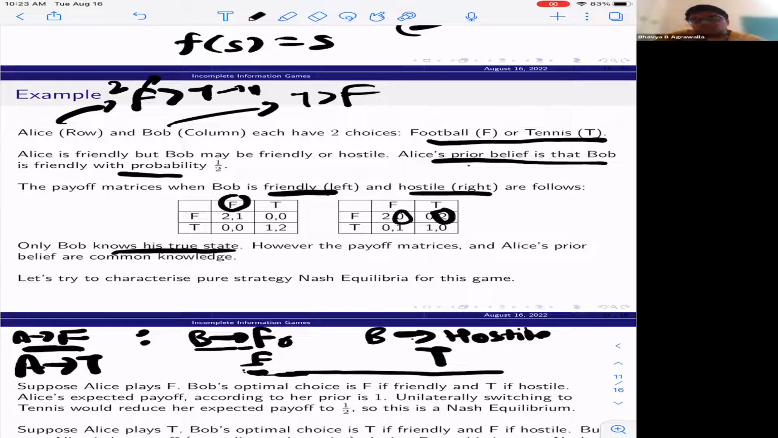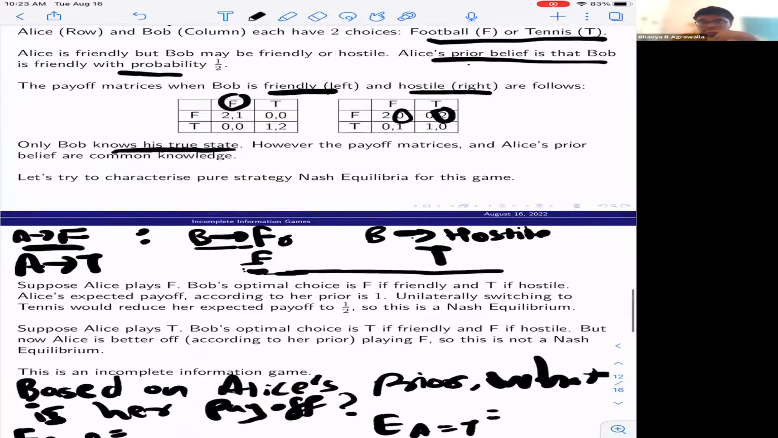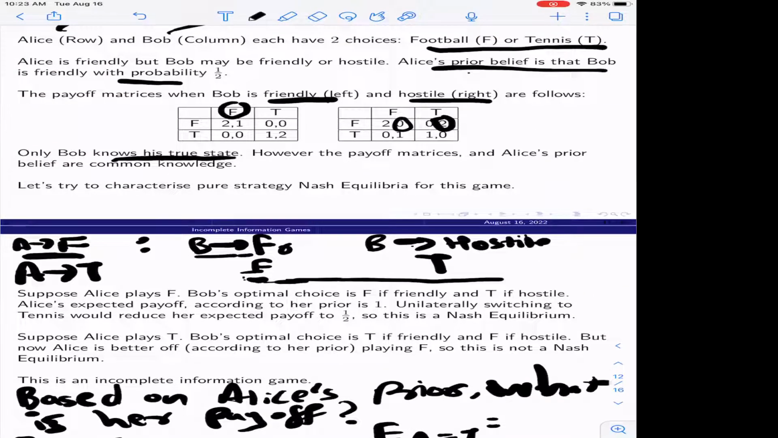But then that's not optimal for Bob, right? So why would he play football? Yes, like if Bob plays football, then Alice would get more payoff. So in either of the cases, he should play tennis, right? So you're saying that even if Bob is friendly, he should play tennis? Yes. That's not true, right?